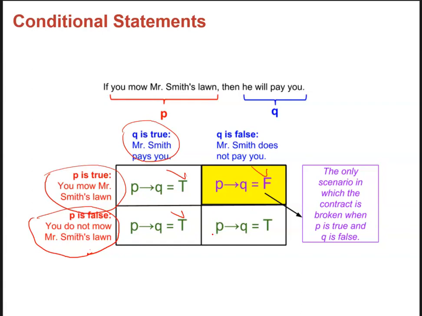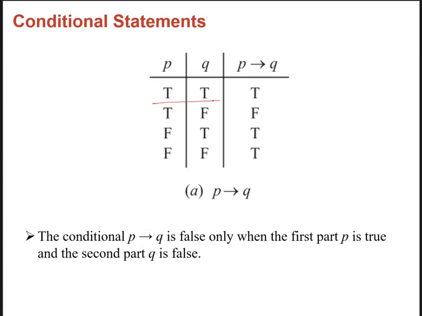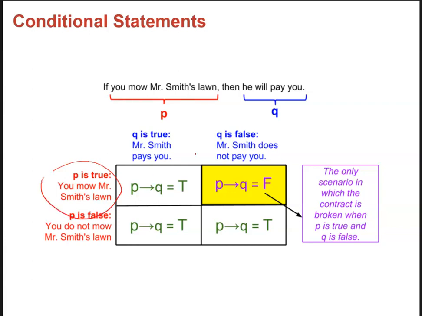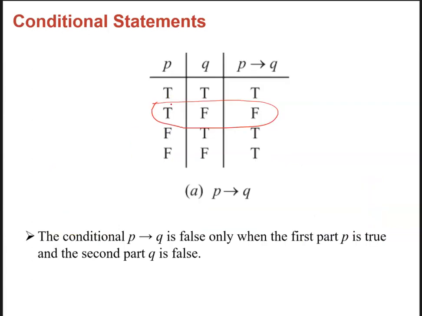And this part is also intuitive. You do not mow the lawn, Mr. Smith does not pay. So the contract stays there. This is an example that makes it more intuitive how this conditional statement works. This is the only case where P is true and Q is false, and you get a false. Whenever the first one is true and the second one is false, you get a false. That's another way of remembering the truth table for the conditional statement. In all other cases, the contract stays intact.